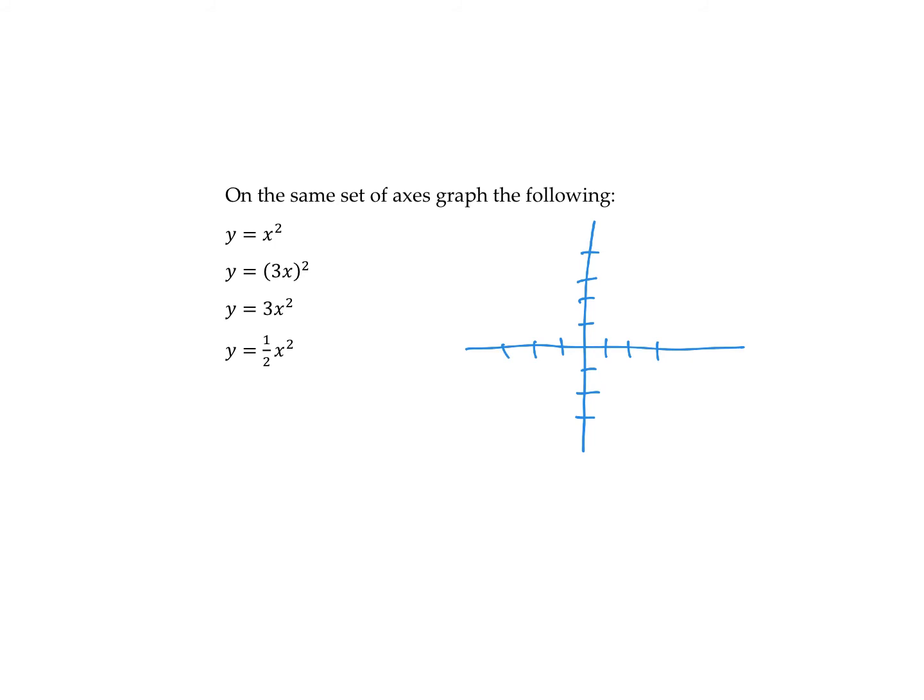Okay, so x squared. 0 squared is 0, 1 squared is 1, 2 squared is 4. Negative 1 squared is also 1, negative 2 squared is also 4. So it is symmetrical. Get the same value on both sides, so this is x squared.